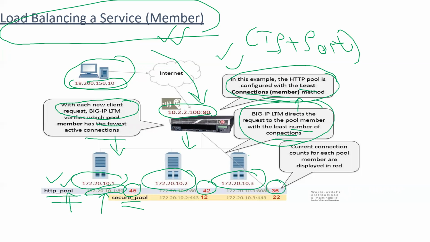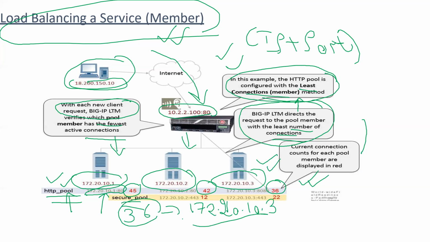The current connection count for each member is displayed in red. As you see in the figure, we have the load balancing algorithm as least connection member, so which pool member in the HTTP pool will it send to? It will send to 36, because we have selected least connection member. So your answer would be 36. It will send to 172.20.10.3, this pool member out of the three.